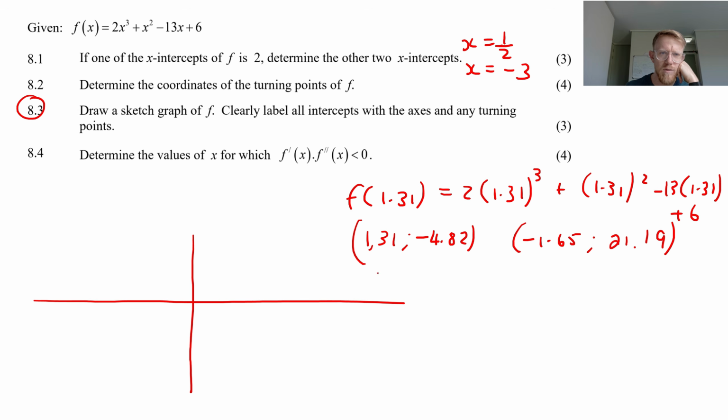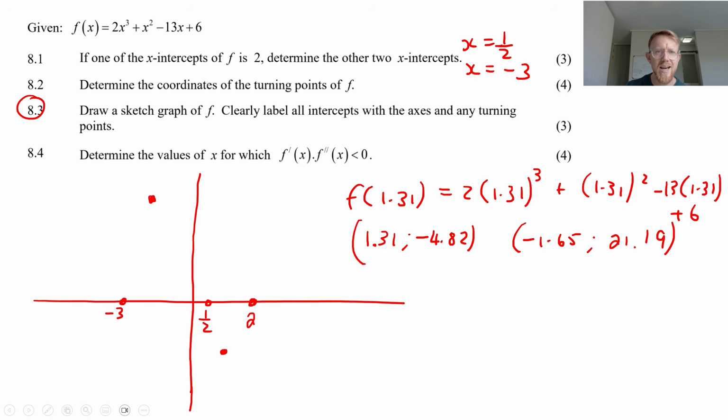Okay, so we've got an x-intercept at 2, so let's say that that's 2, and then a half, which would be there, and then minus 3, which would be like there. Then we've got turning points at 1.31, so 1.31 would be somewhere in between here, and negative 4.82, so that would be like over there, for example. And then this is negative 1.65 and 21.19, which is like there. Obviously we'll fill those coordinates in now.